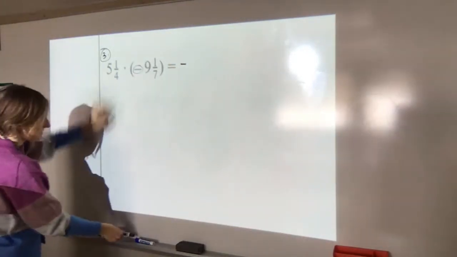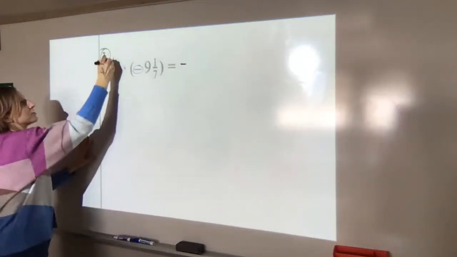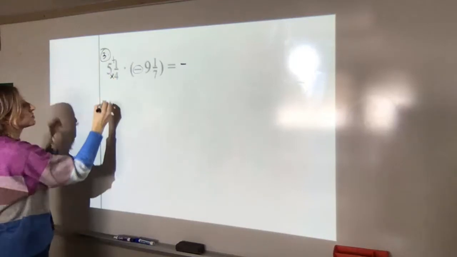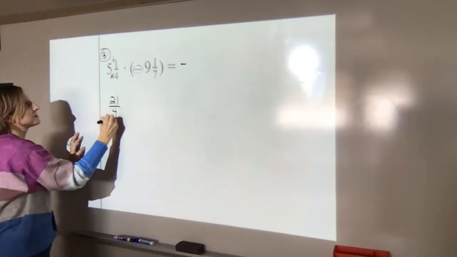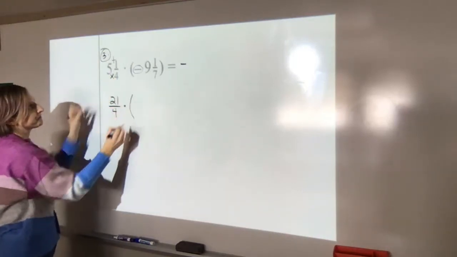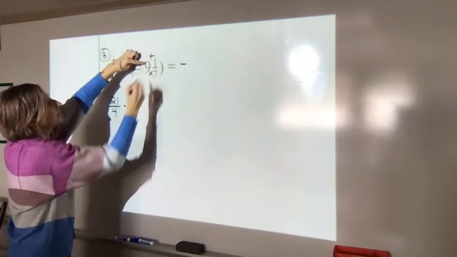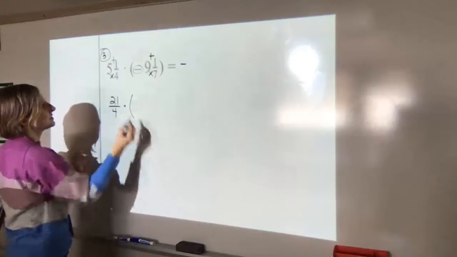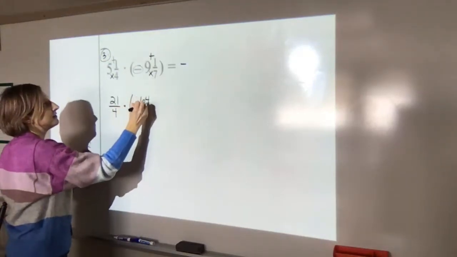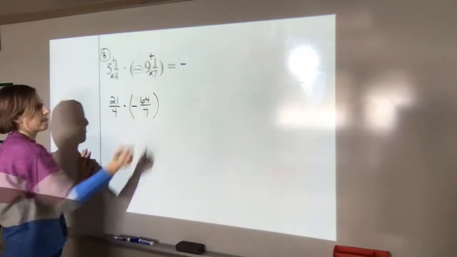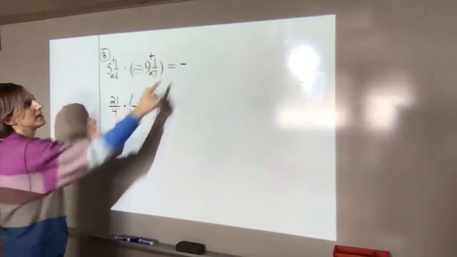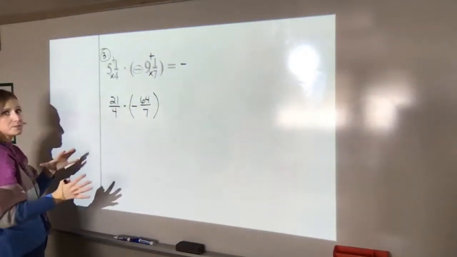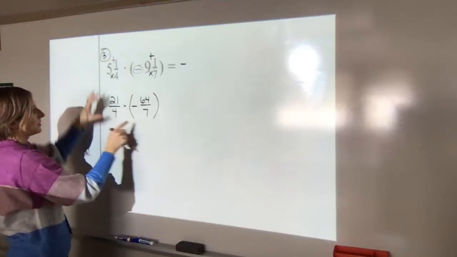I have mixed numbers, so I'm going to change those into improper fractions. I'm going to do the Texas. 5 times 4 is 20, plus 1 is 21/4, times, do the Texas over here. 9 times 7 is 63, plus 1 is 64, so this is a negative 64/7. Again, you can ignore the negative if you want because we already put what our final answer is going to be. Now, before we multiply our numerators and then our denominators, we're going to simplify.